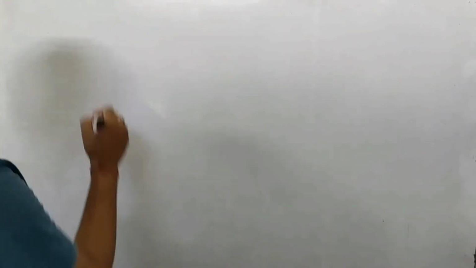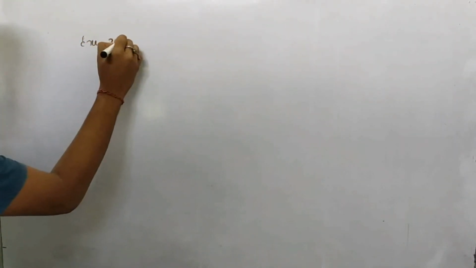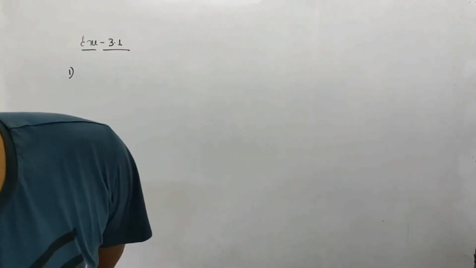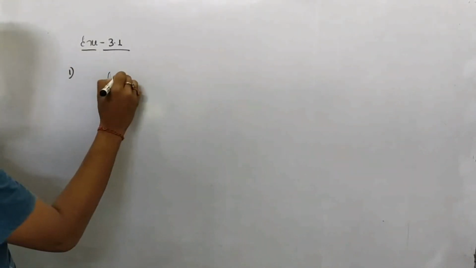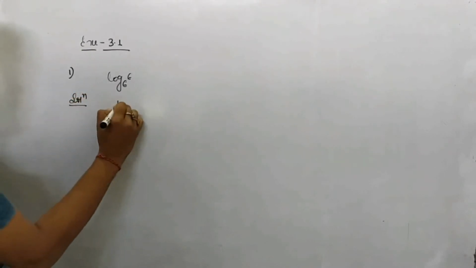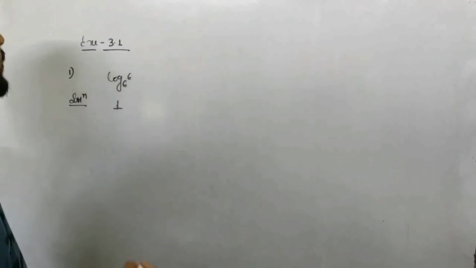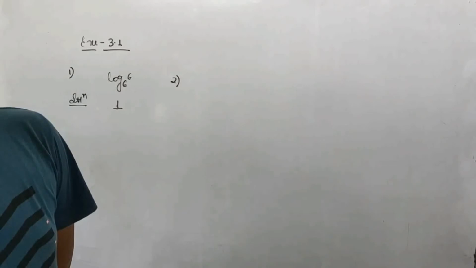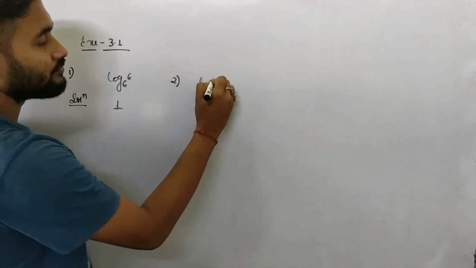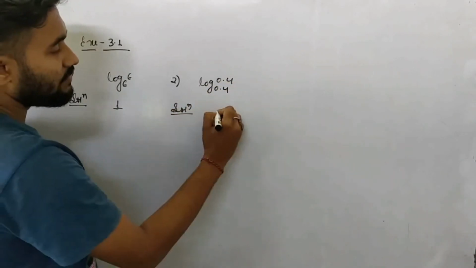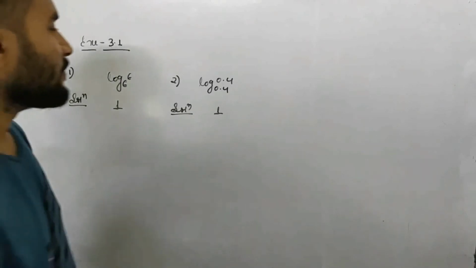Exercise 3.1. Question number 1, what is given? Log 6 base 6. Same base. What is the answer? Direct answer you can write, a 1 mark question. Number 2. Log 0.4 base 0.4. Again, same base. The answer will be 1. Okay.